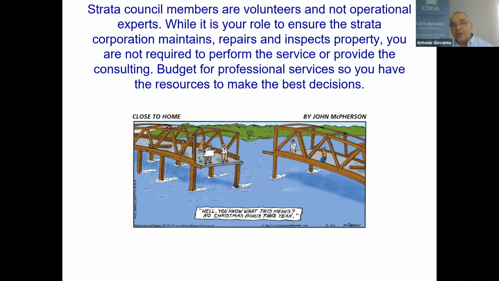But it's important to remember that your strata council members are volunteers and they're not operational experts. We expect our strata councils to solve all of our problems, and for the most part, as a group of individuals, they bring a lot of information and experience, but budget for professional services when you need them, so you have the right people and the right resources to make the best decisions.